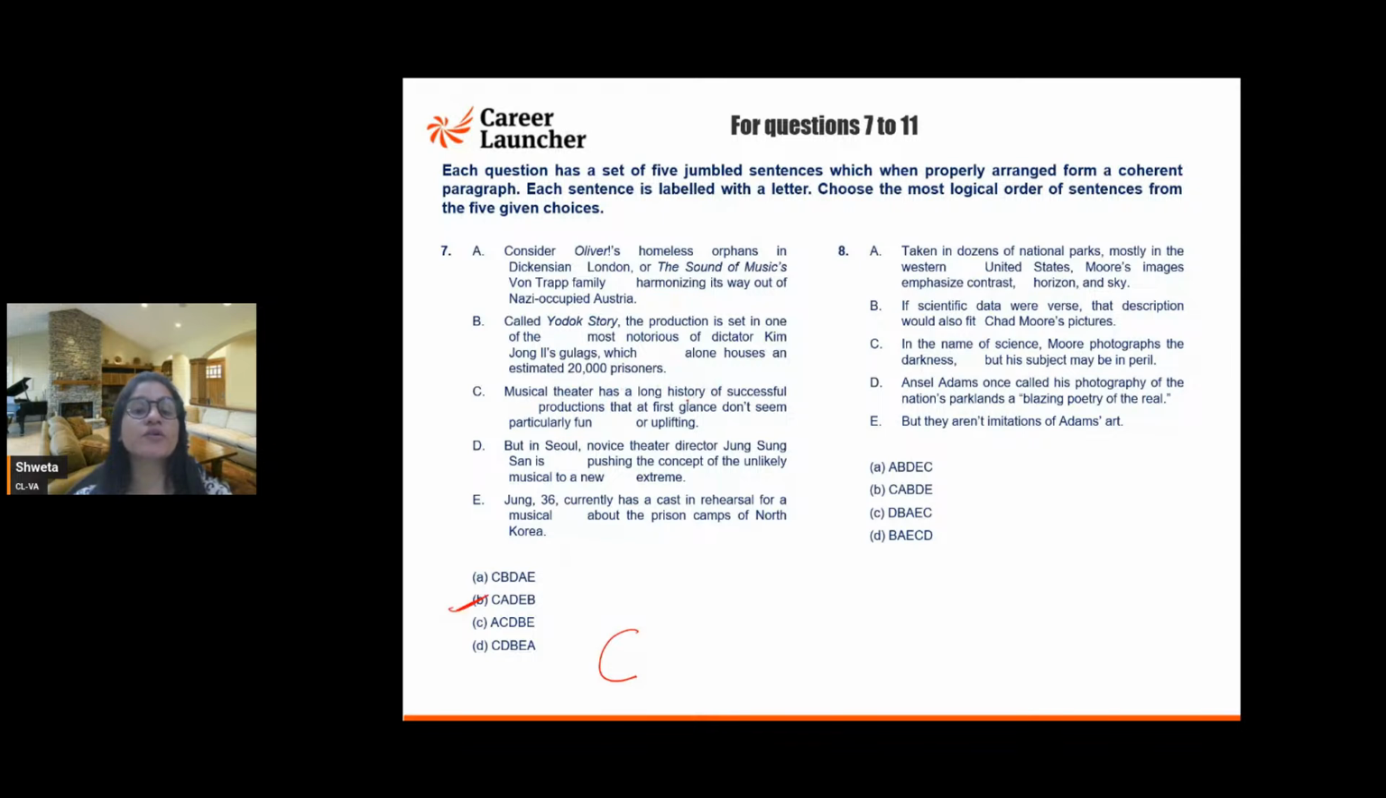Musical theatre has a long history of successful productions. Consider Oliver's homeless orphans. But in Seoul, the theatre director is pushing the concept of the unlikely musical to a new extreme. And then the Yoduk Story production is set in the most notorious gulag, right? CADEB is still okay. That is still better, Vinayak.